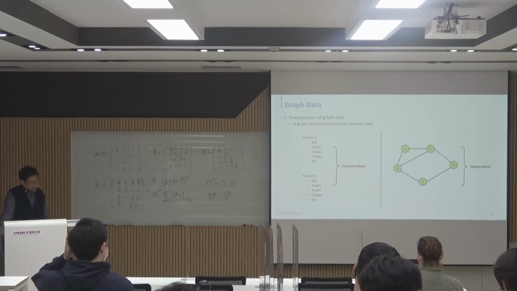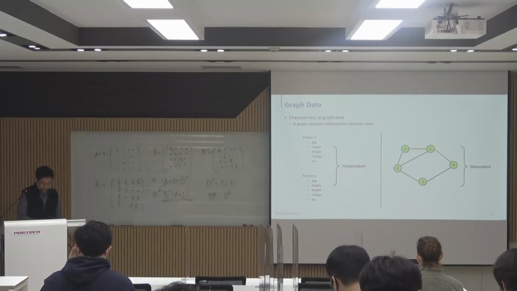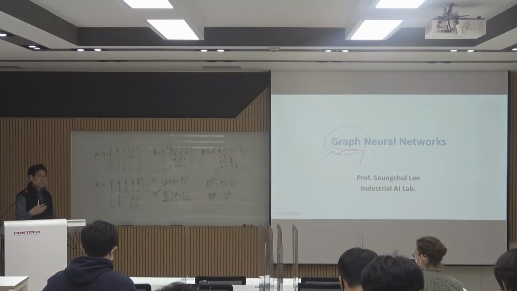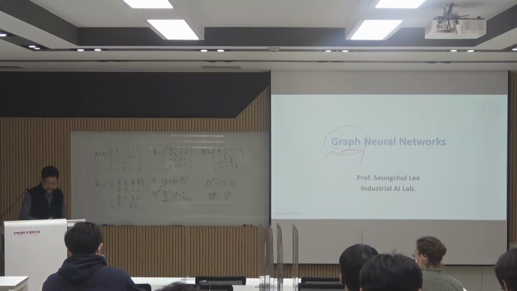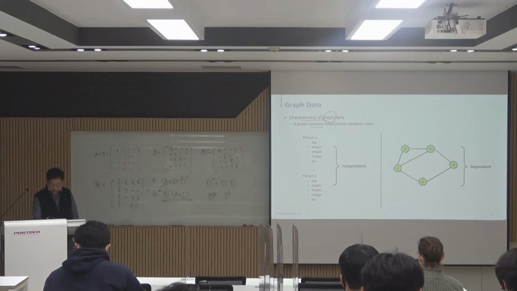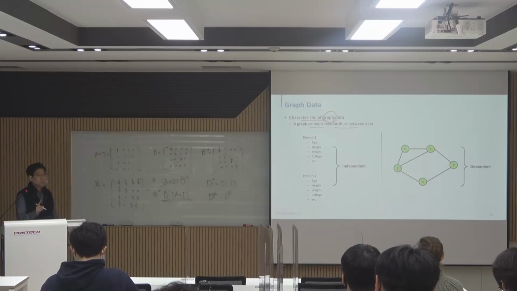So again, graph. I want to start with some of the motivations: you have learned ANN, CNN, RNN, so why do we need graph neural nets as well? The characteristics of graph data: a graph contains the connectivities or relationships between data.